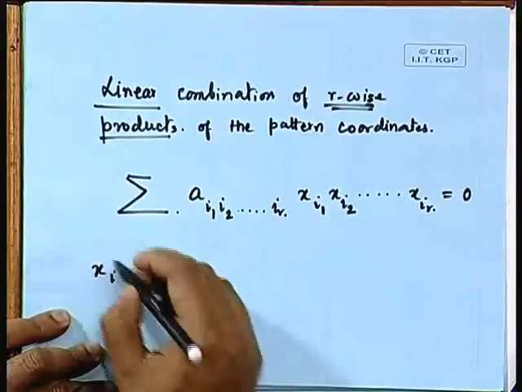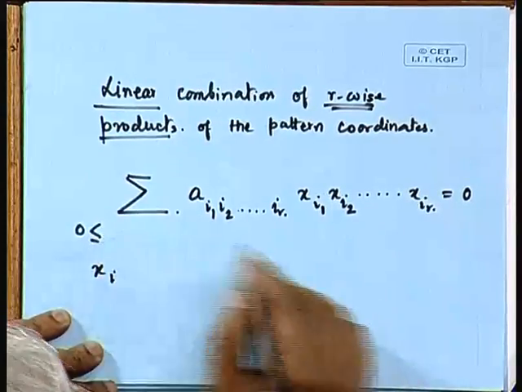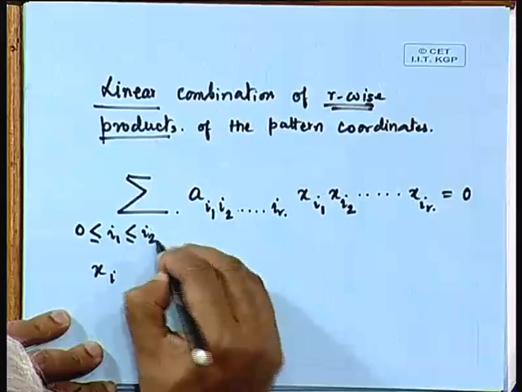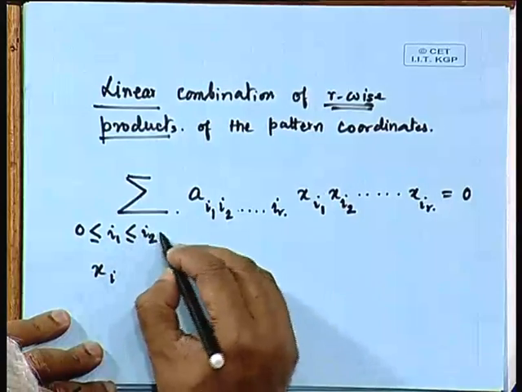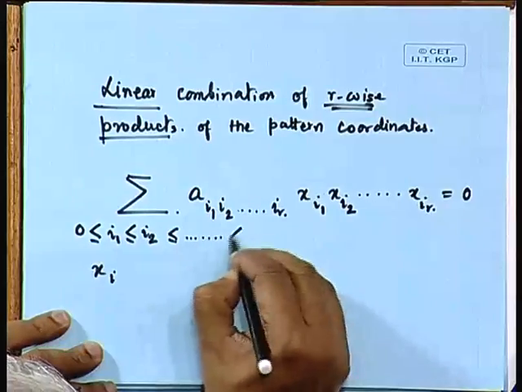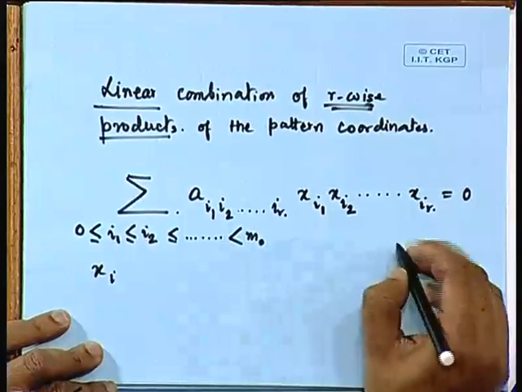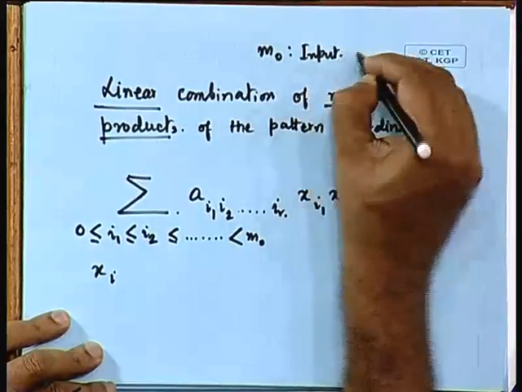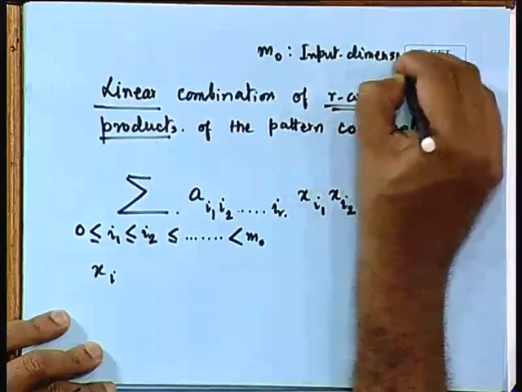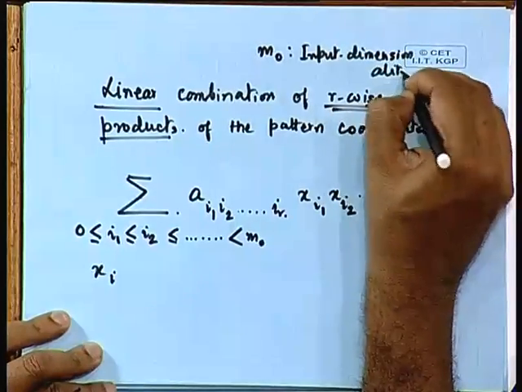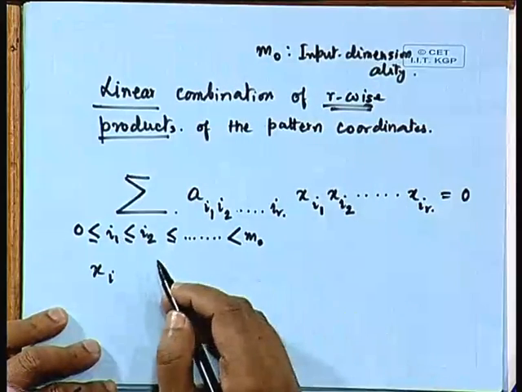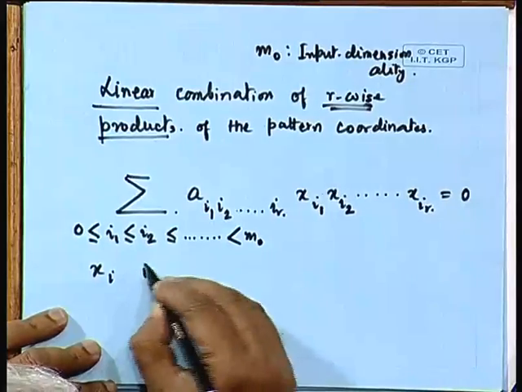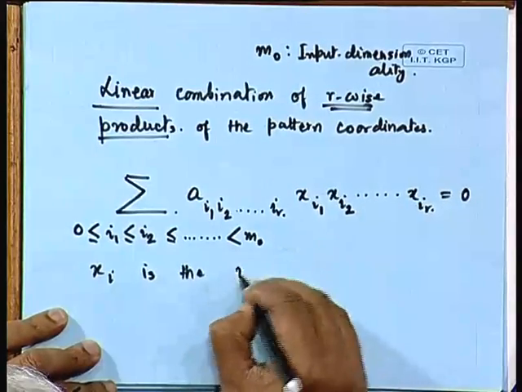And it is the summation over what space? It is the summation over all this i1, i2 up to ir space. So, it is 0 less than or equal to i1 less than or equal to i2, and so on up to m0, where m0 is the input dimensionality, and xi is the ith component of the input vector x.